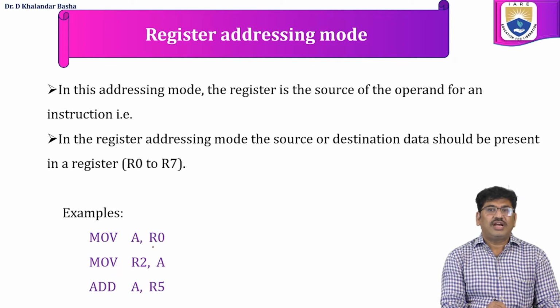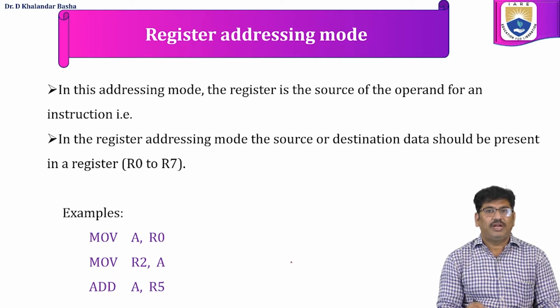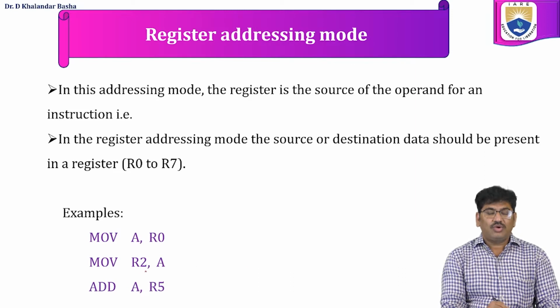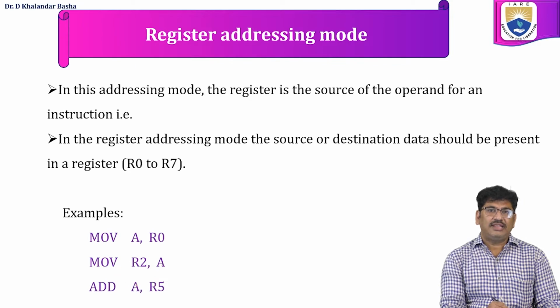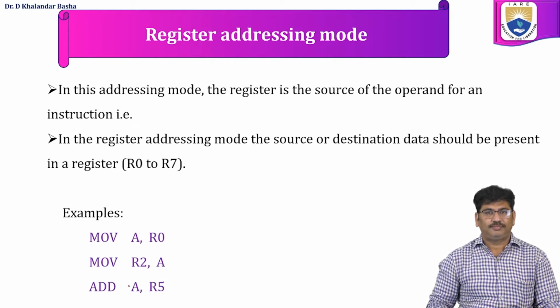Here the source content is R0. This content will be loaded into the accumulator. MOV R2, A. Accumulator contents will be copied into R2. ADD A, R5. In this instruction, the source operand is in the R5 register. This will be added to the accumulator contents and the result will be stored in the accumulator.